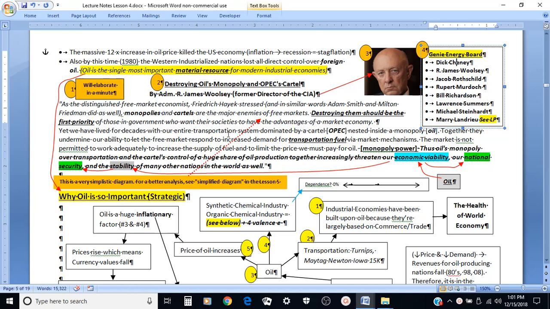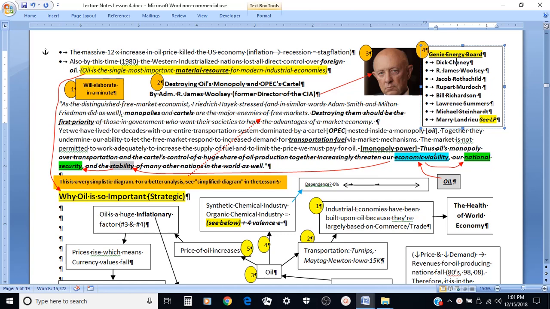a market economy. Yet we have lived for decades with our entire transportation system dominated by a cartel, OPEC, nested in a monopoly, oil. Together they undermine our ability to let the free market respond to increased demand for transportation fuel via market mechanisms. The market is not permitted to work adequately to increase the supply of fuel to limit the price we must pay for oil. Right? Remember, control of prices, monopoly power.